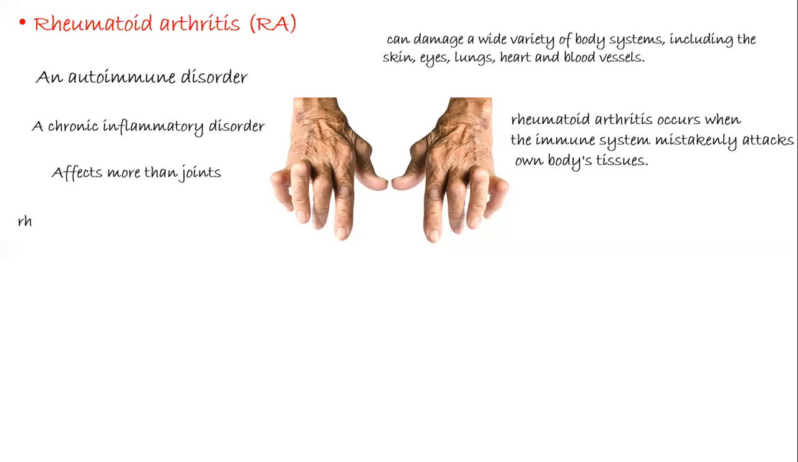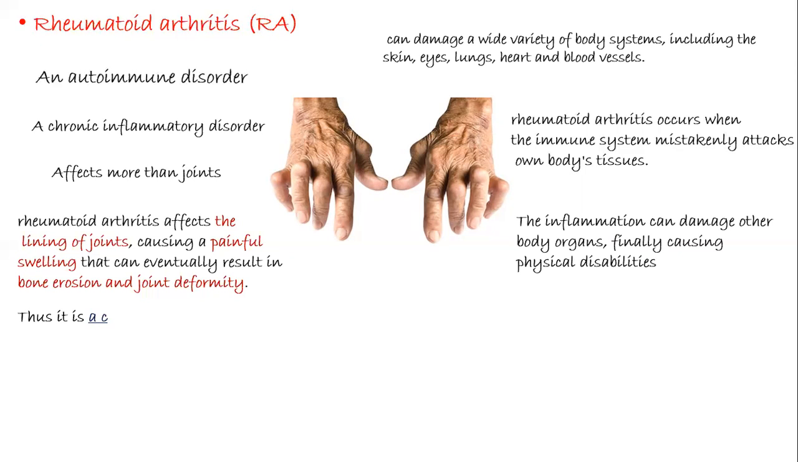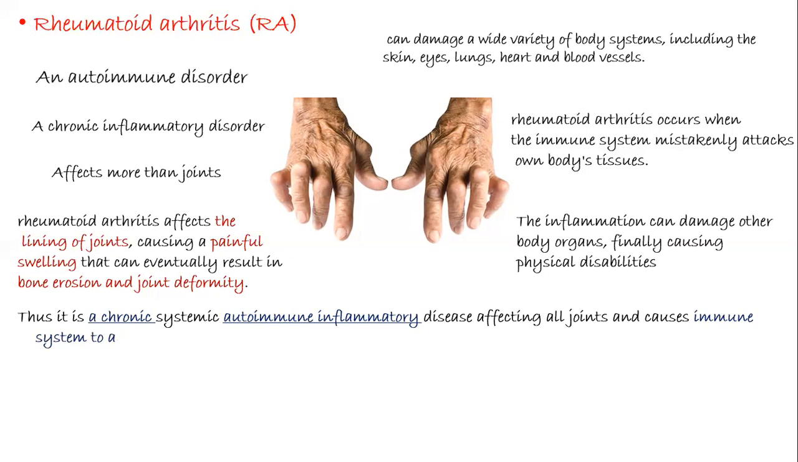Rheumatoid arthritis affects the lining of the joints, causing a painful swelling that can eventually result in bone erosion and bone deformity. The inflammation can damage other body organs, finally causing physical disability. Thus, it is a chronic systemic autoimmune inflammatory disorder affecting all joints and causes the immune system to attack the joints. It can lead to loss of motility and joint destruction, ultimately making the person completely disabled.